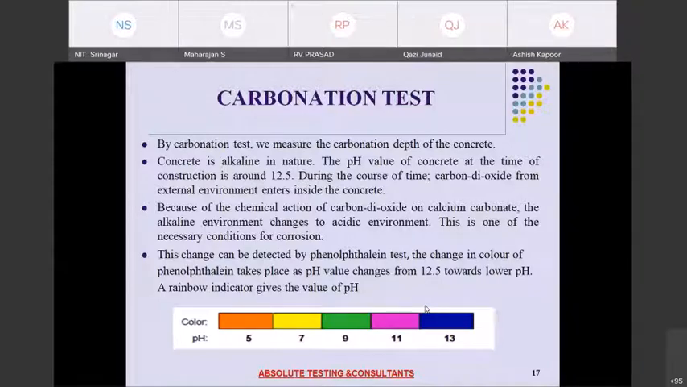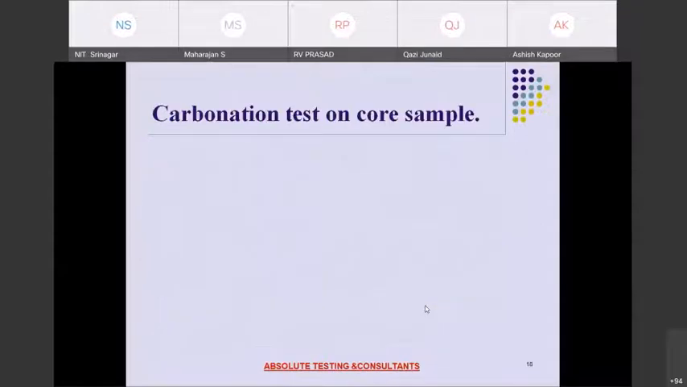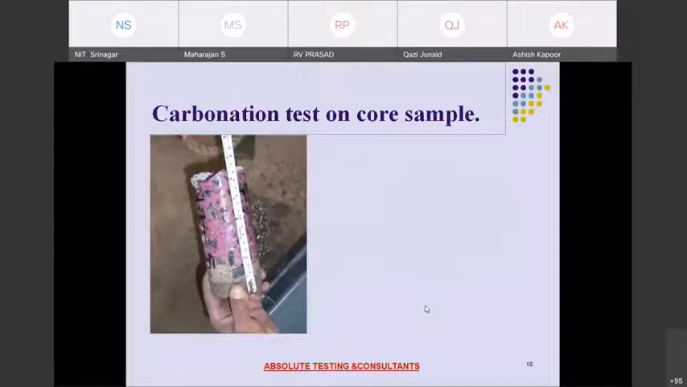But if you are using rainbow indicator, then you can get this color band and you can match this with the given color band, see what type of color you have achieved, and you can easily tell what is the pH of the existing concrete. So here you can see we have taken out the core sample and we are measuring the carbonation depth. The area which is of pinkish color means it is non-carbonated area, and the area from the starting of the core inward, around 40 mm, shows that this area is carbonated.